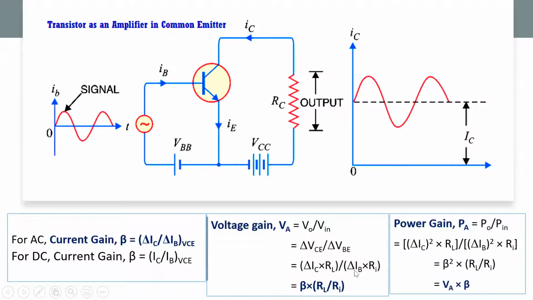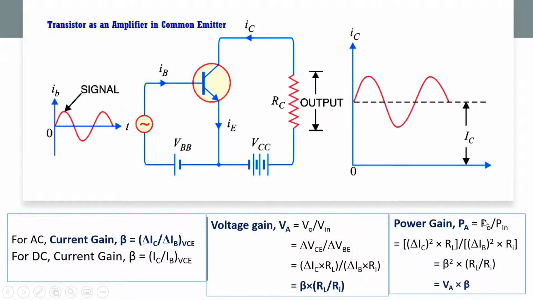Current into resistance, that is the voltage. And here the input voltage is equal to input current into input resistance. But we know that IC by IB is equal to beta, the current gain. So you can write the voltage gain is equal to current gain multiplied by output resistance divided by input resistance. Is this clear to you, voltage gain? Yes. Okay.